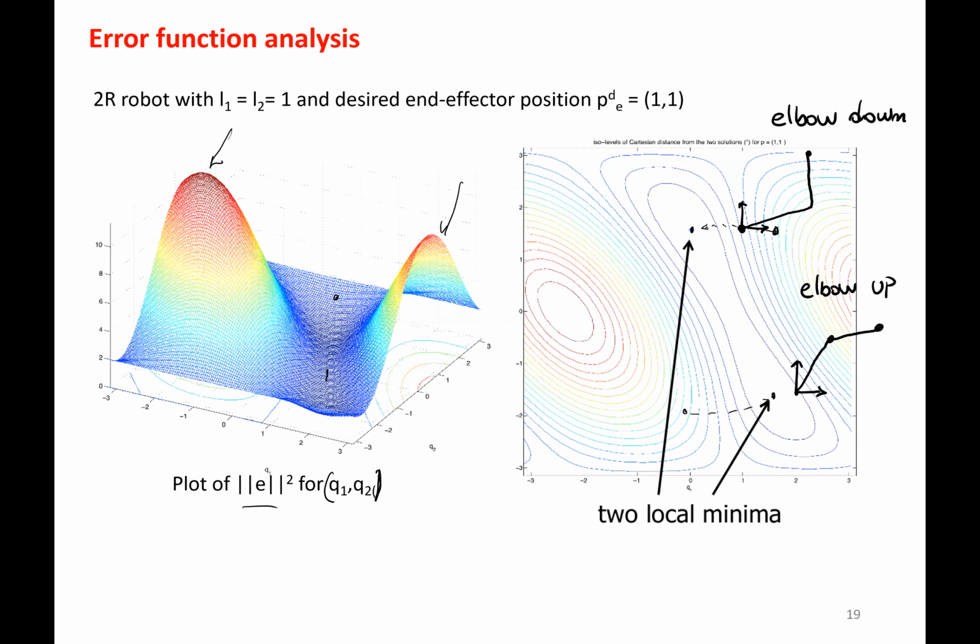Because you see here, this is Q2, and this is Q1. You remember Q2 is this. In this case, Q2 is positive, while here Q2, this is 0, is negative. So we have the elbow up configuration here, while here we have an elbow down solution.